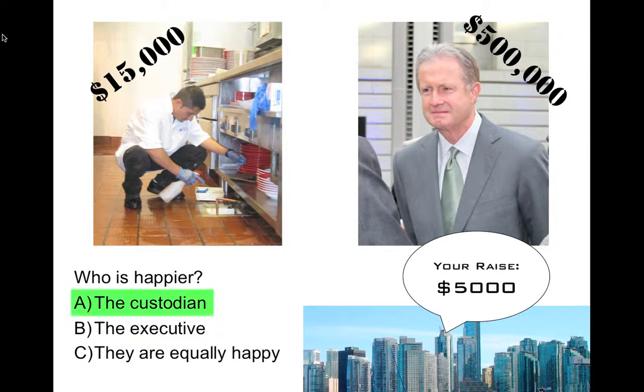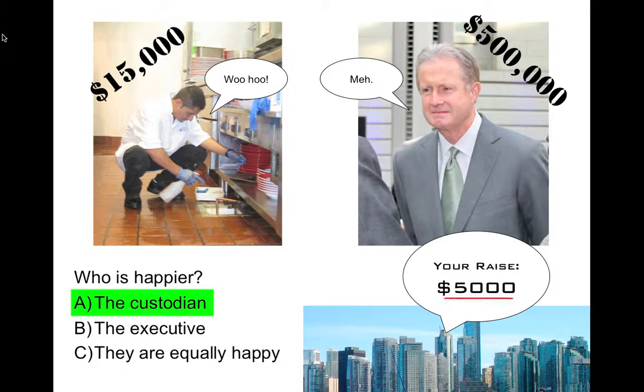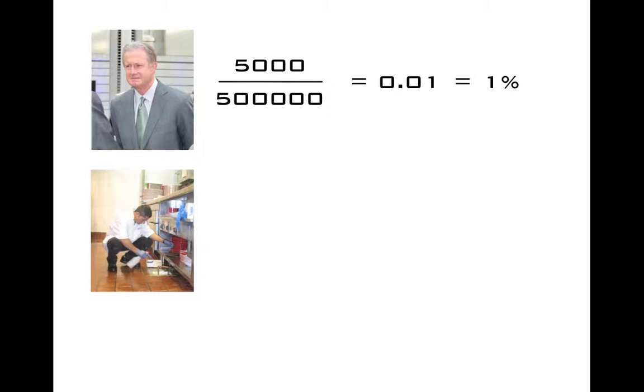Of course, the custodian is happier. It's not enough to consider the amount of the raise, you also need to compare it to what they were making originally. For the executive, the $5,000 increase, compared to his original $500,000 salary, is only an increase by a factor of 1/100th, also known as 1%.